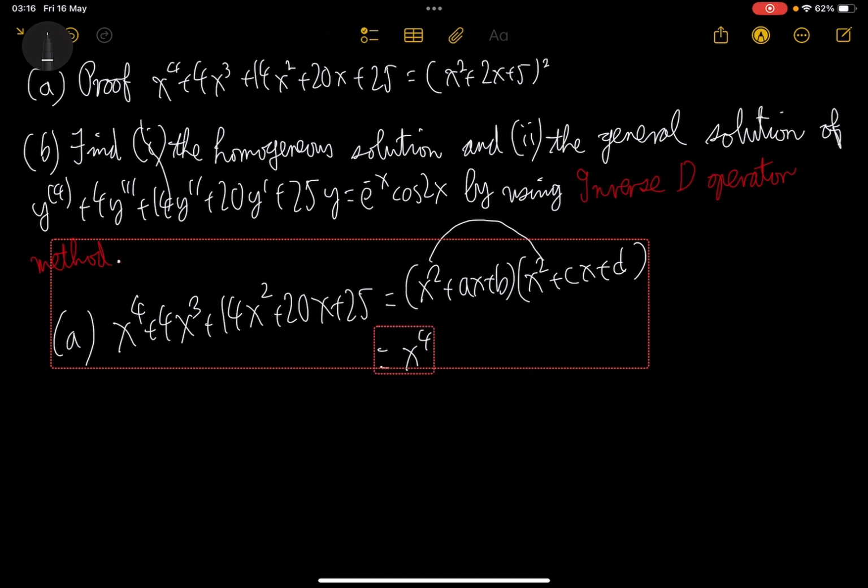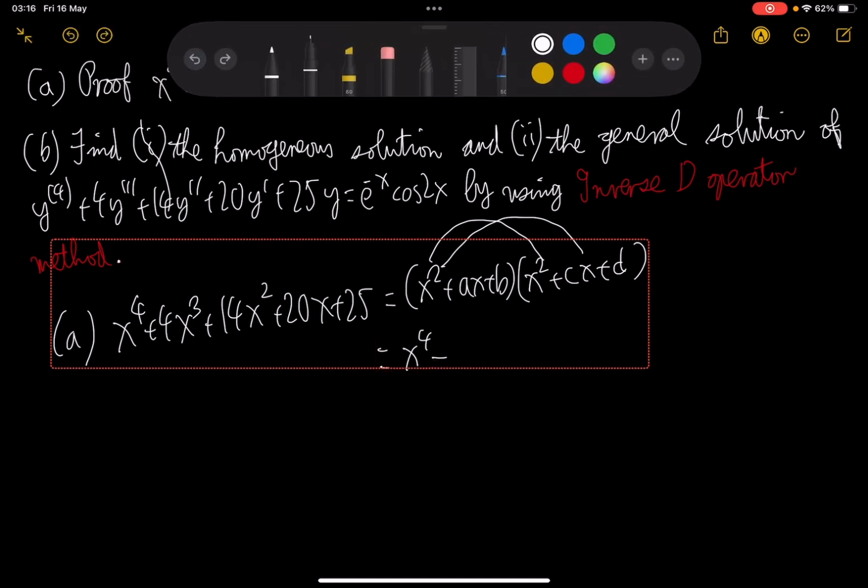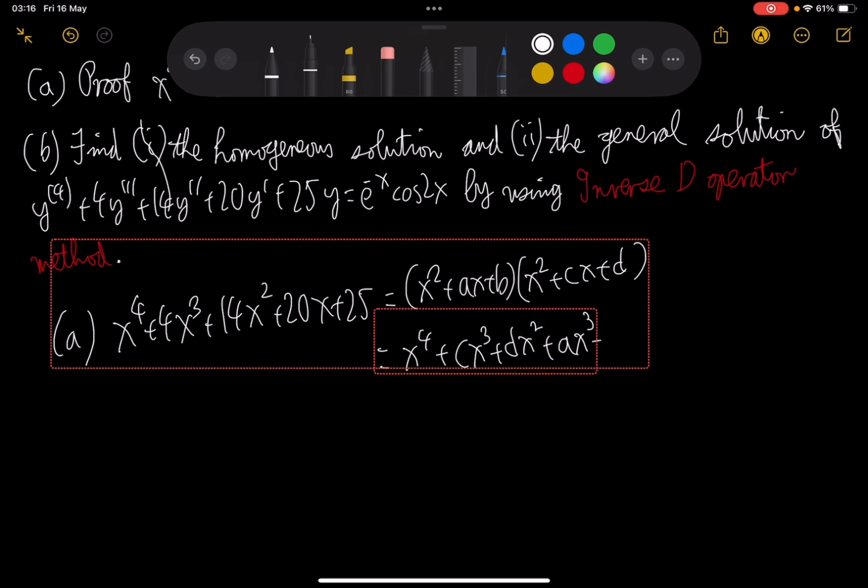First you are going to distribute this and then this, right? And then plus cx cubed, and then plus d times x squared, and then ax times x squared, which is ax cubed, and then plus acx squared, and then plus adx, and then plus bx squared plus bcx plus bd, like that.